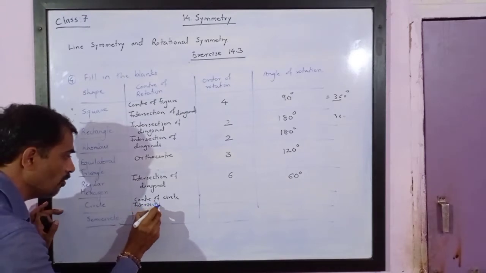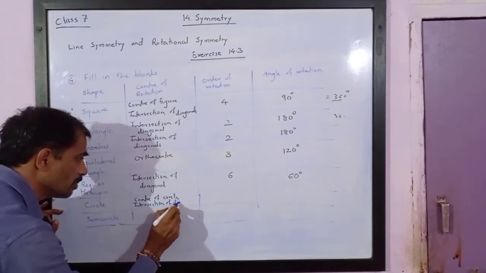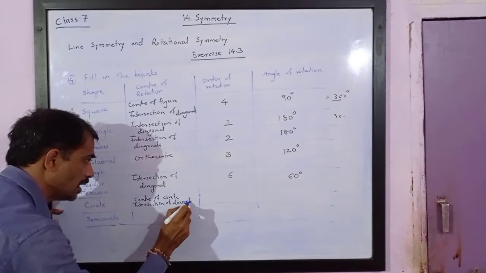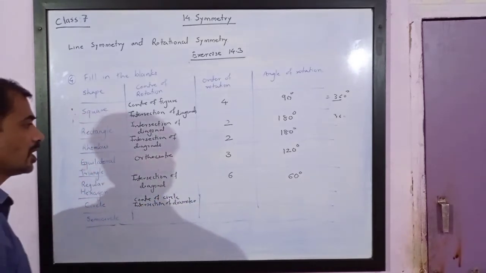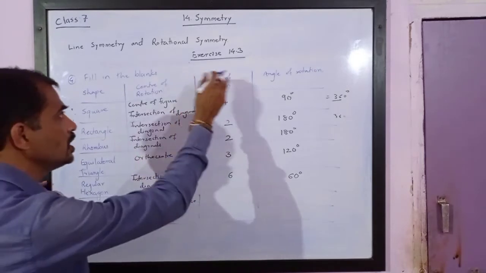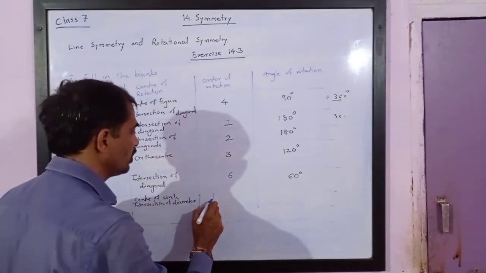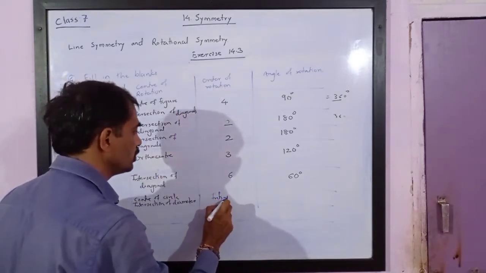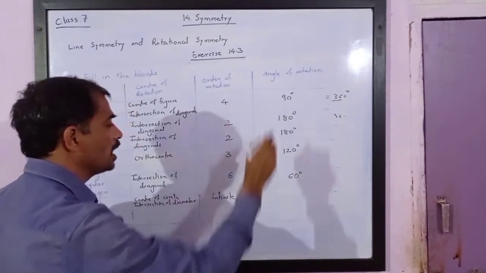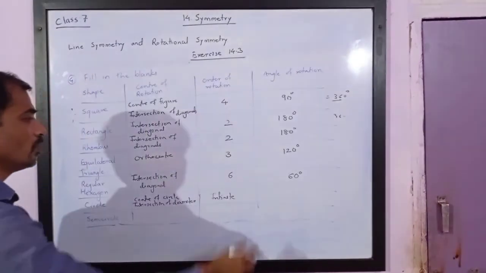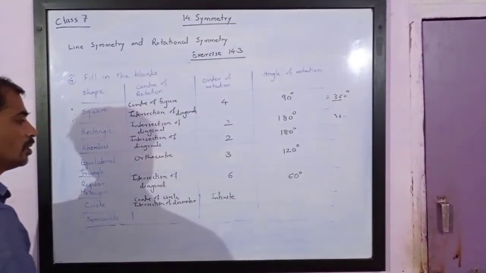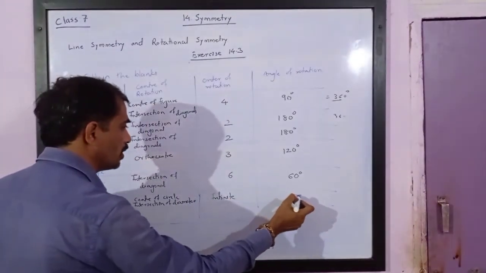It is always at the center. Two diameters always intersect at the center of the circle. Now here you will notice the order of rotation is infinite and the angle of rotation, infinite angles exist. So here we can't write anything.